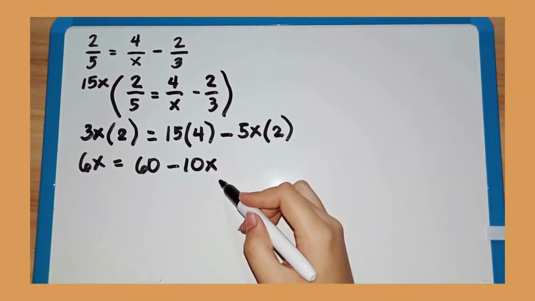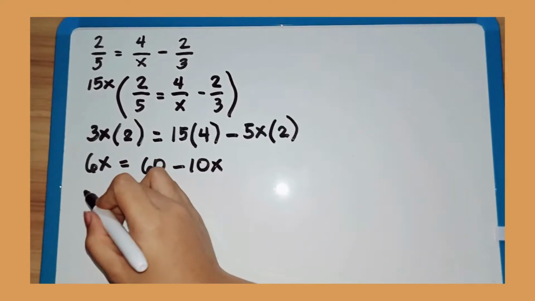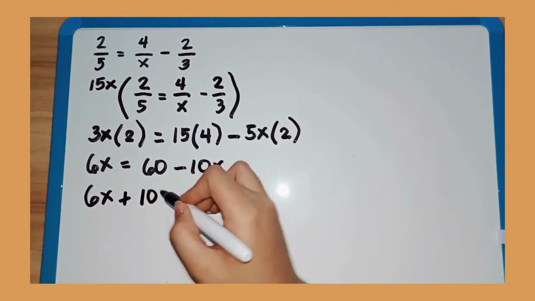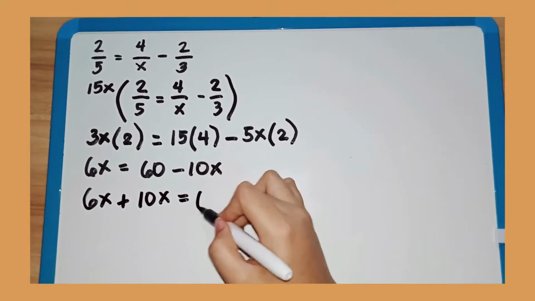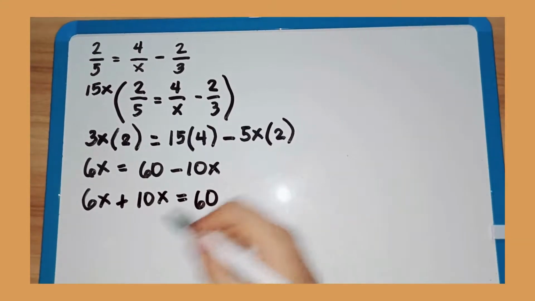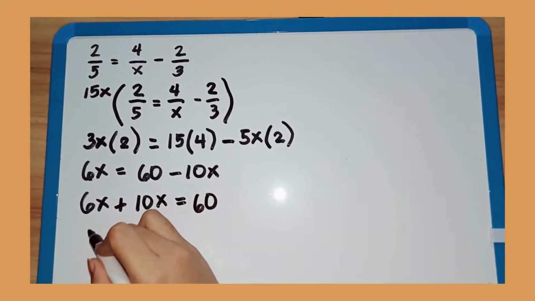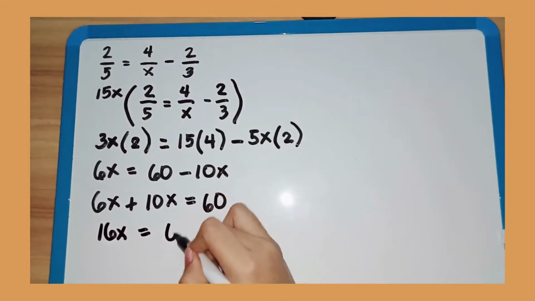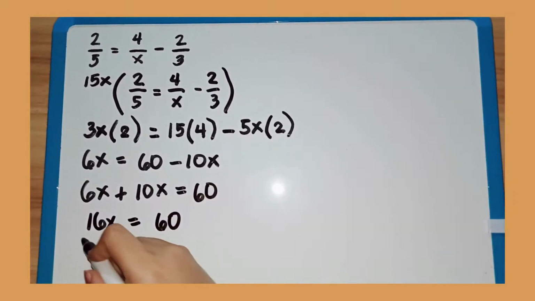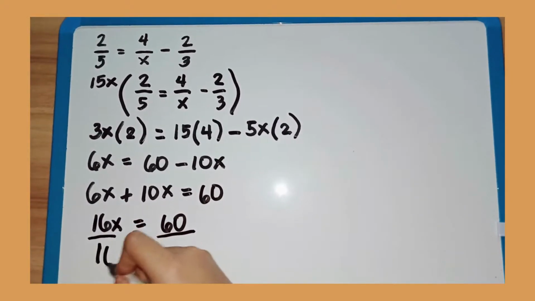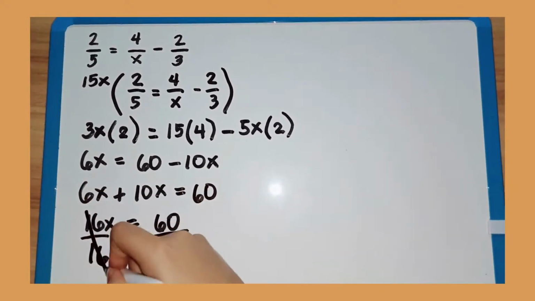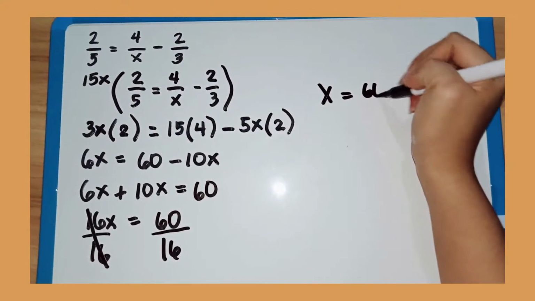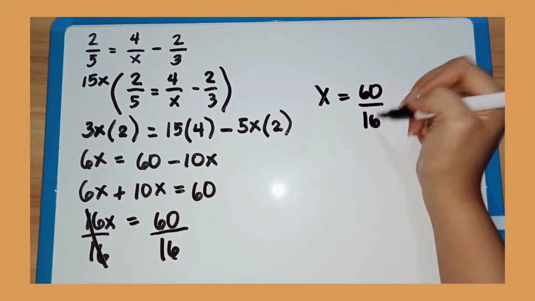The negative 10x moves to the other side and becomes positive. So, this is 6x plus 10x is equal to 60. We add, 6x plus 10x, that is 16x equals 60. So, we need to divide both sides by 16. This will cancel. What remains is x equals 60 over 16.